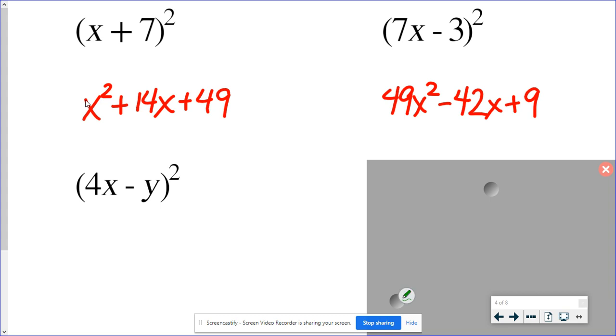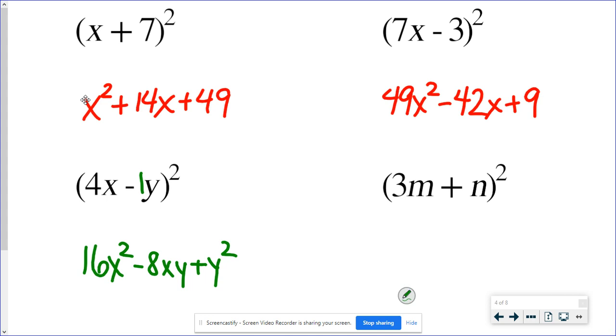Four x squared would be 16x squared. 4x times a negative 1y would be a negative 4xy times 2 is a negative 8xy. And then a negative 1y squared would be a positive y squared.